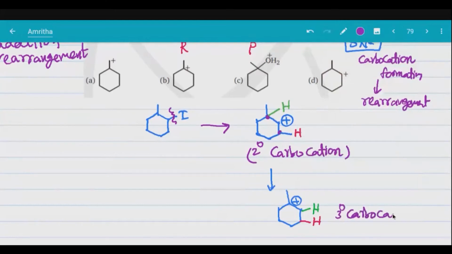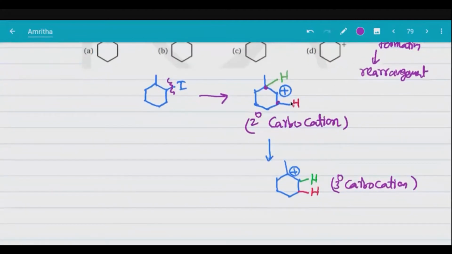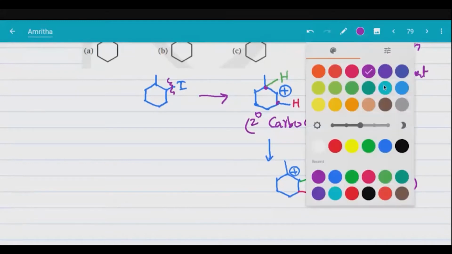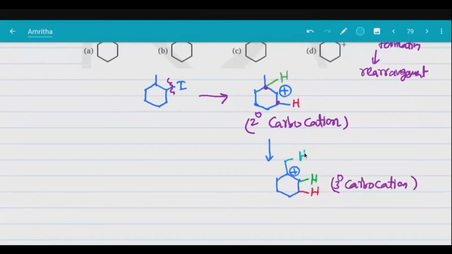So secondary is there, tertiary is there, and now is there any other way? Can I shift any other hydrogen here? There are no other possibilities here or here. Can I shift any blue hydrogens now? No, because of any H minus shift, secondary to tertiary is fine, but tertiary cannot become primary or again secondary. Any system always moves towards stability, not instability. So it is not possible to shift any other hydrogen.